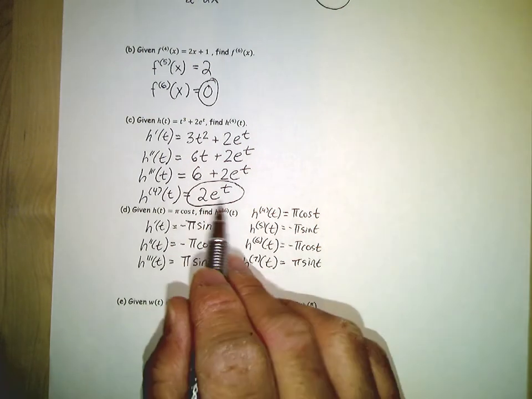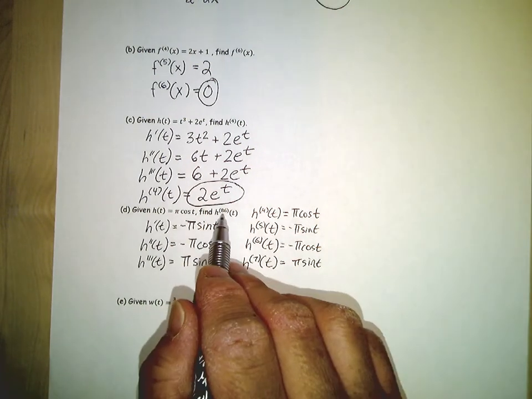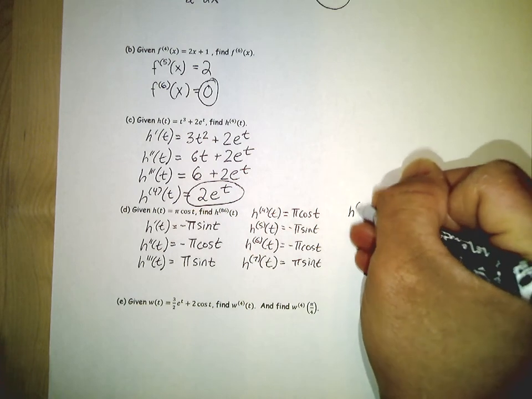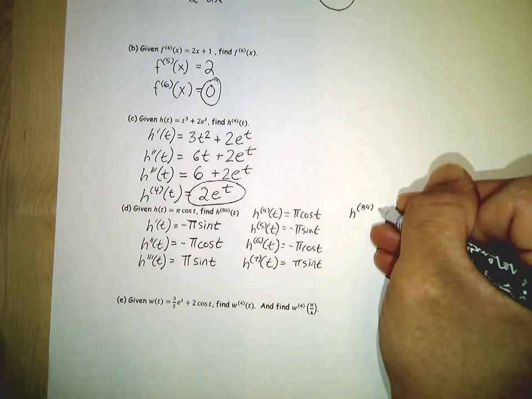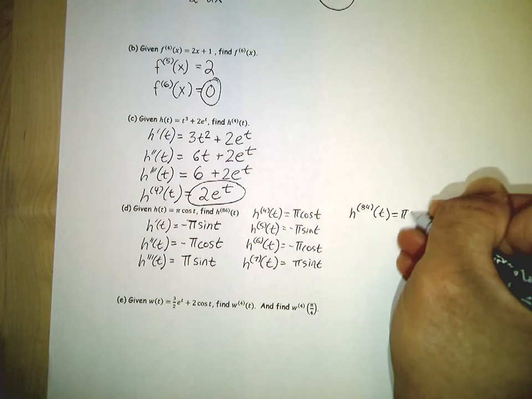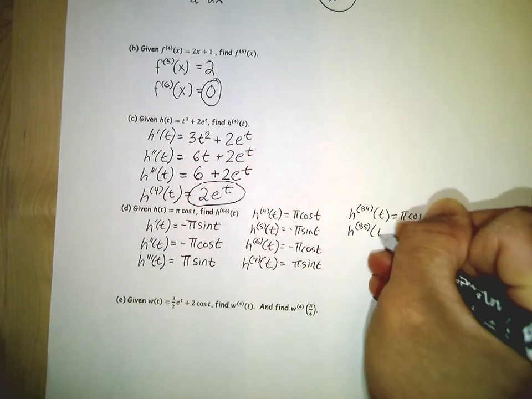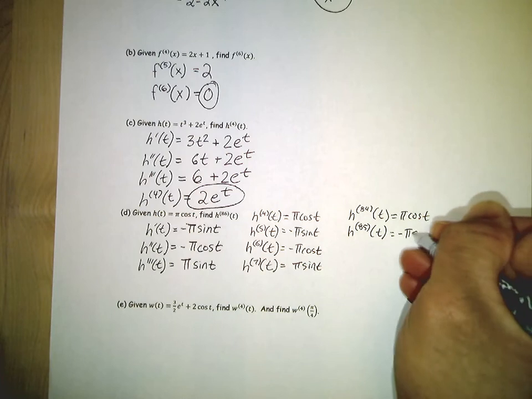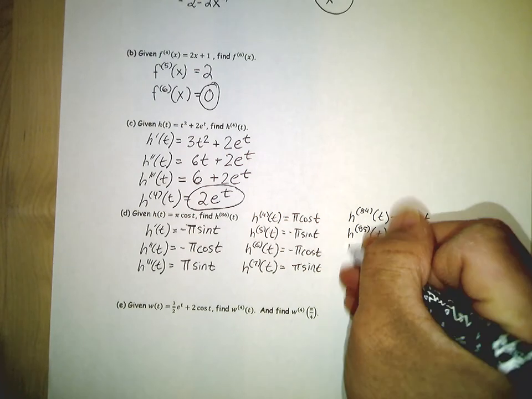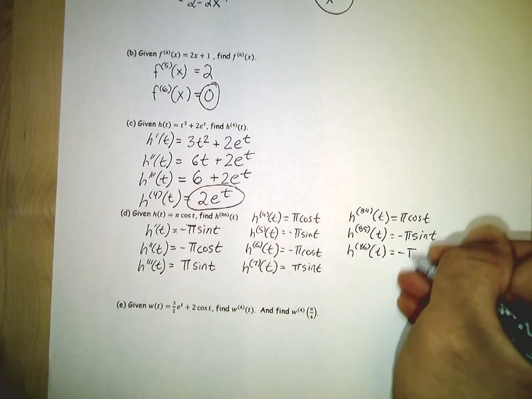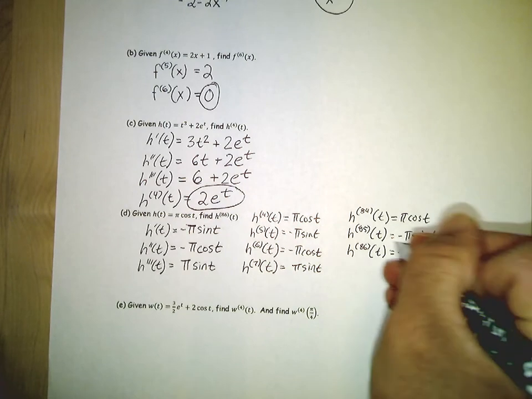So the closest multiple of 4 to 86 would be 84. So the 84th derivative will be pi cosine of t. 85th derivative will be negative pi sine of t. And the 86th derivative will be negative pi cosine of t.